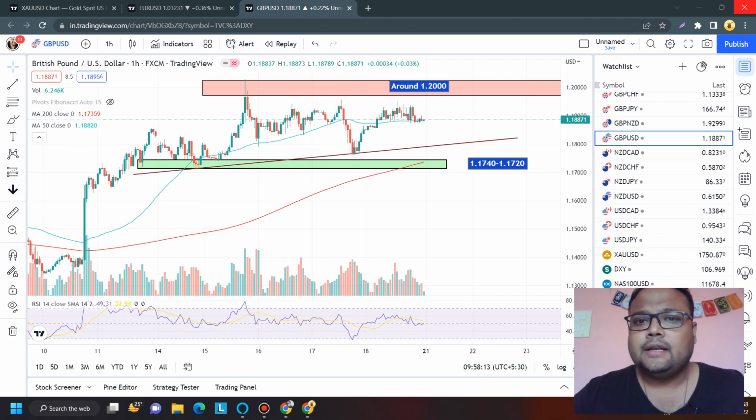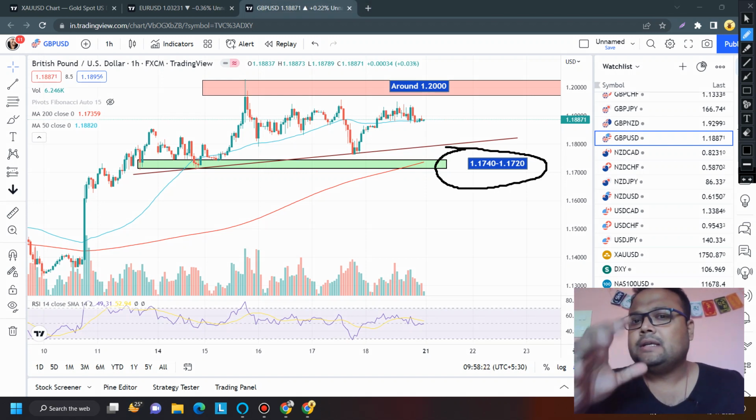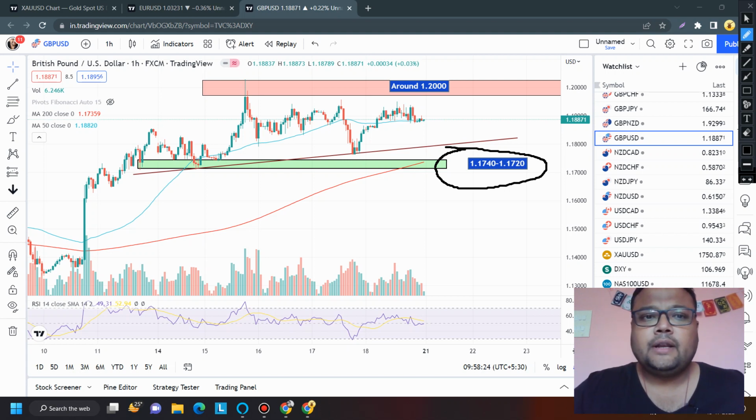On the other hand, the best support on the chart of GBP USD is around 1.1740, 1.1720. So if the market comes down to this level, definitely you can go for a buy position, because this is a good support. So if the market takes support, if you see the market bouncing, then only go for a buy position.